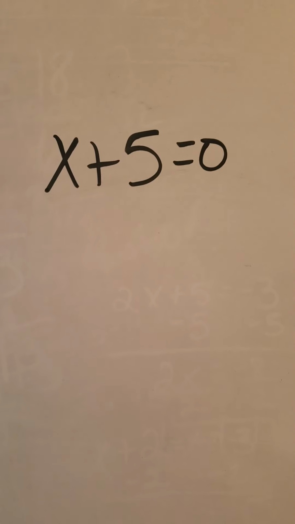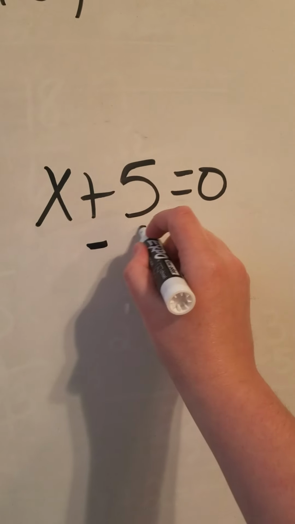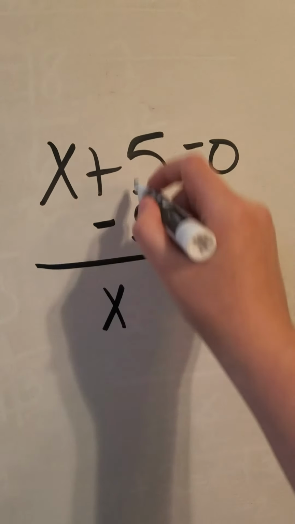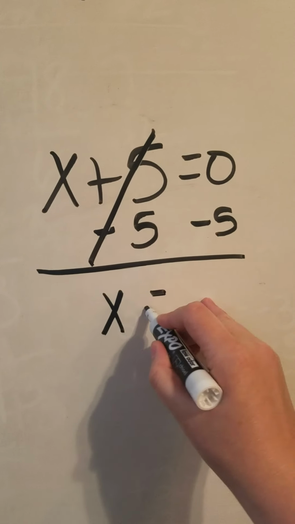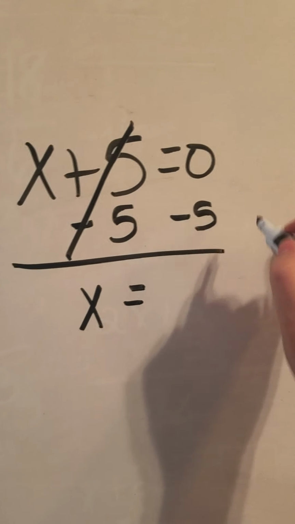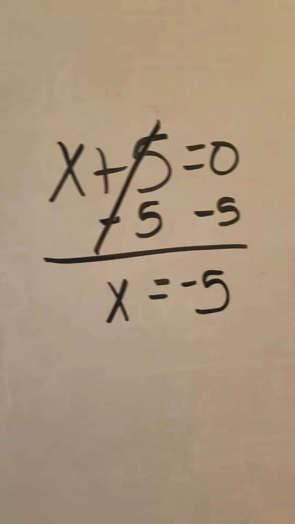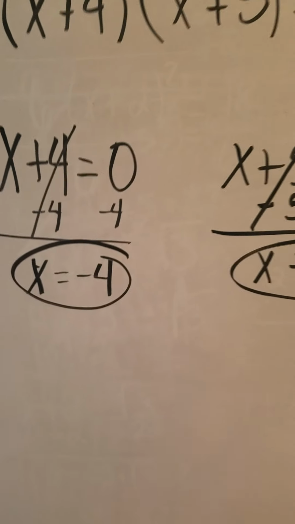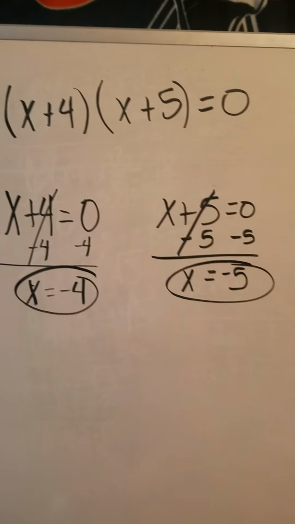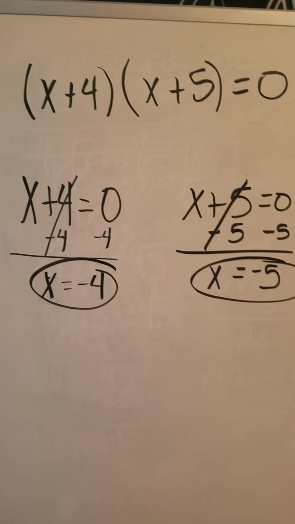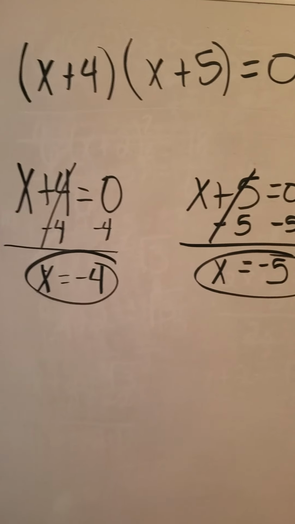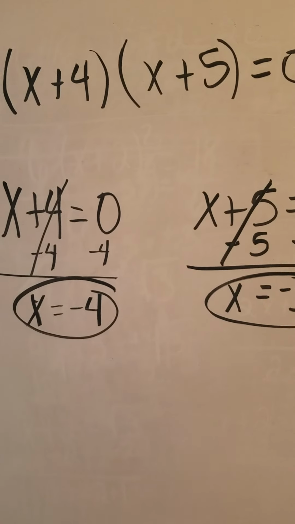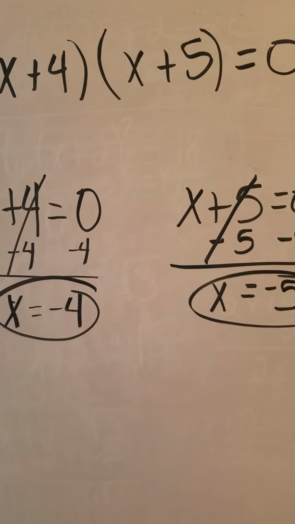Now, I have to also do it for this one. Minus 5, minus 5. The 5's cancel, and x equals 0 minus 5, which is -5. And both of those are my answers. And at this point, I am done. Now, that's just one example. Go ahead, pause the video if you need to finish writing this down.